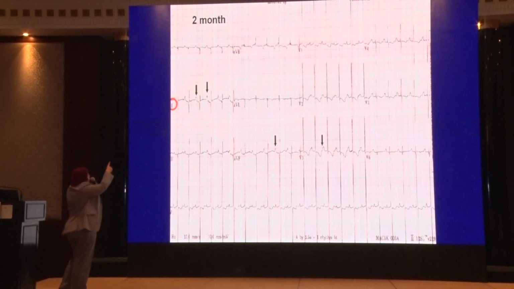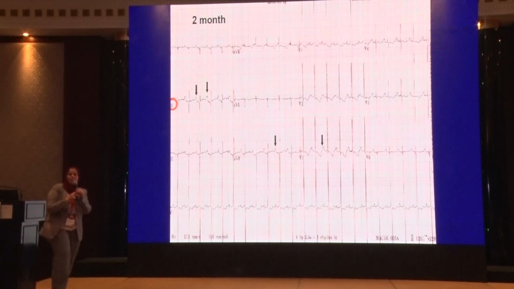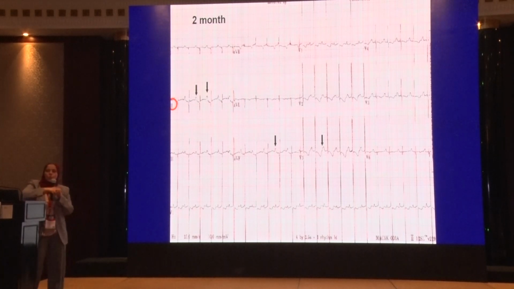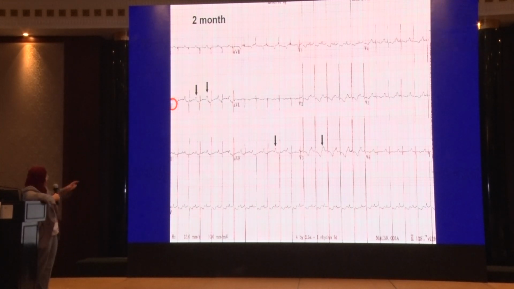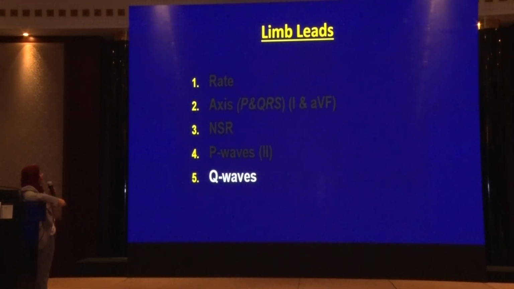So let's look at this P wave in the second line, in lead 2. What would you comment about it? The P wave is more than 2 boxes in length, okay? So this P wave is not normal, because we said that the normal is around 2 to 2.5 small boxes. Here we have very prominent high P waves. So this means that this patient has right atrial enlargement.